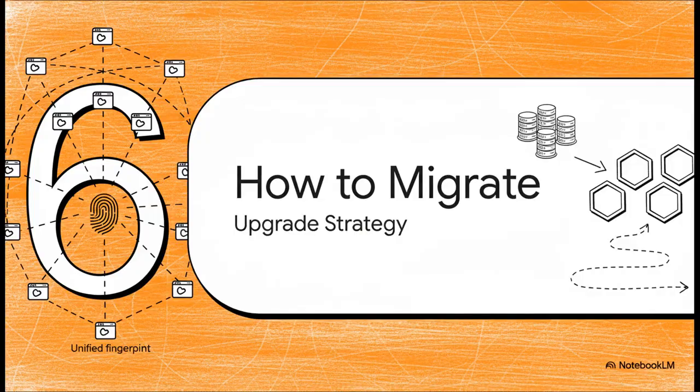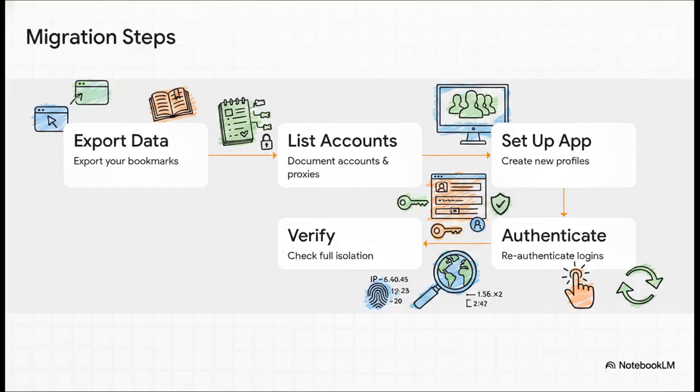All right, Section 6, how to migrate. If you are ready to make the switch, here is your quick 5-step roadmap. First, export your bookmarks from your current browser. Second, meticulously list all your accounts and their corresponding proxy configurations. Third, set up your profiles in your new chosen platform, whether that's an anti-detect browser or a cloud solution. Fourth, re-authenticate your logins in these new, secure environments. And fifth, always verify your isolation before starting work by checking your IP and fingerprint data.